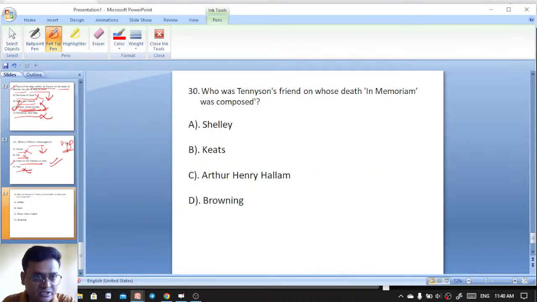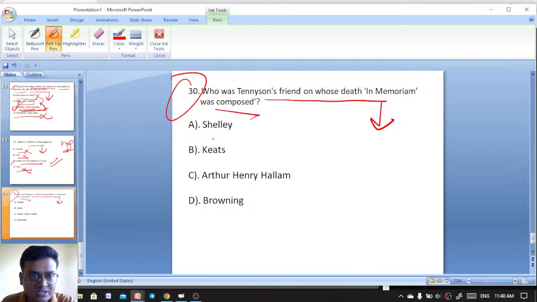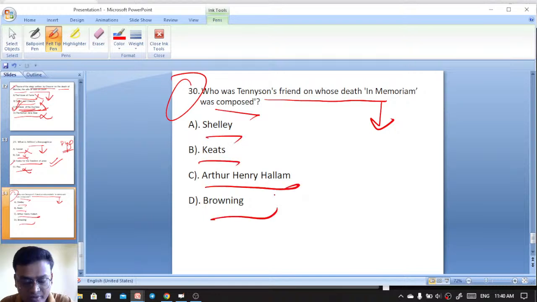Last question here, then I will be moving to the PYQ questions. Who was Tennyson's friend on whose death In Memoriam was composed? Shelley, Keats, Arthur Henry Hallam, Browning.